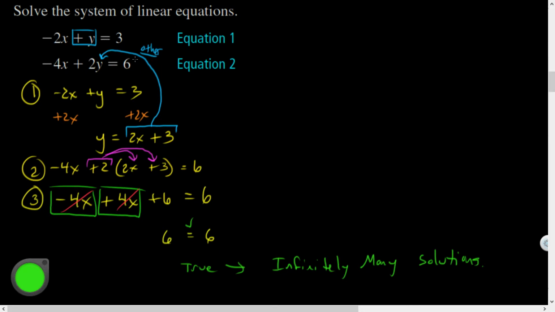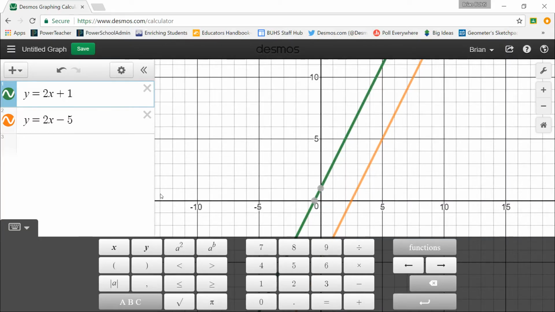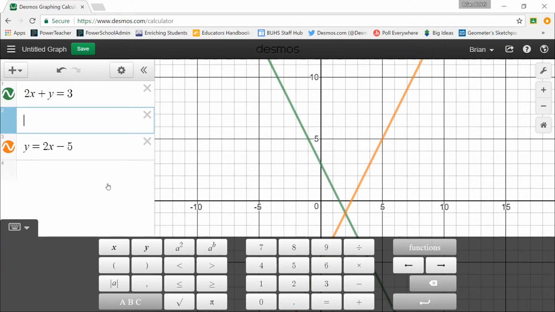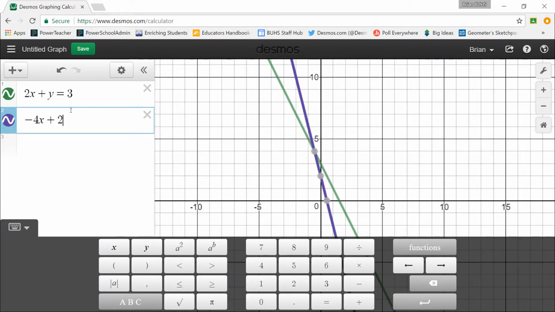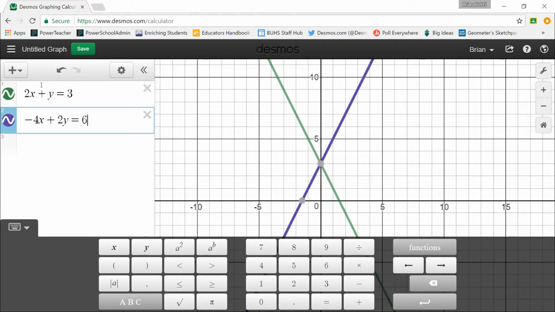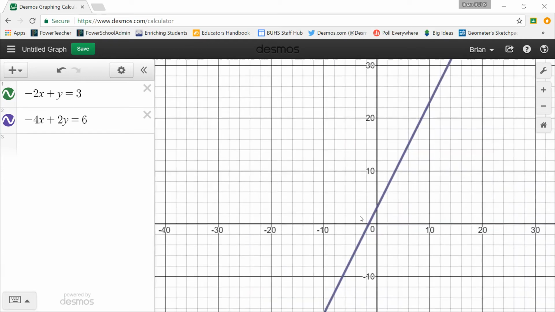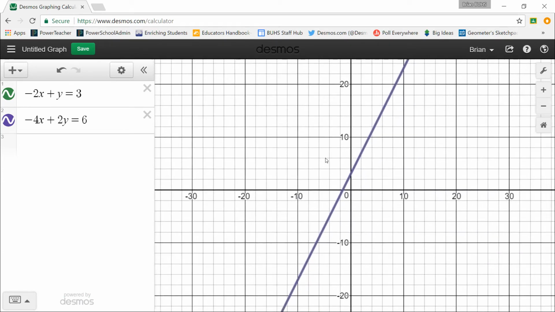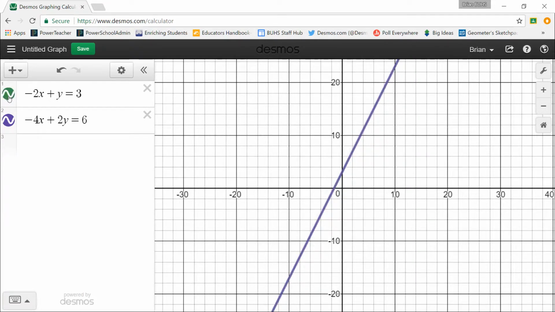All right, graphically, what's going on here? Let's see, negative 2x plus y equals 3. Let's write that equation. There's one equation. Let me delete this other one. Let's see what this one is. Negative 4x plus 2y equals 6. I think I made a mistake on this one. Yeah, this was a negative. So guys, watch what happens. Wait a minute. Guys, where's my intersection? It's the same line.